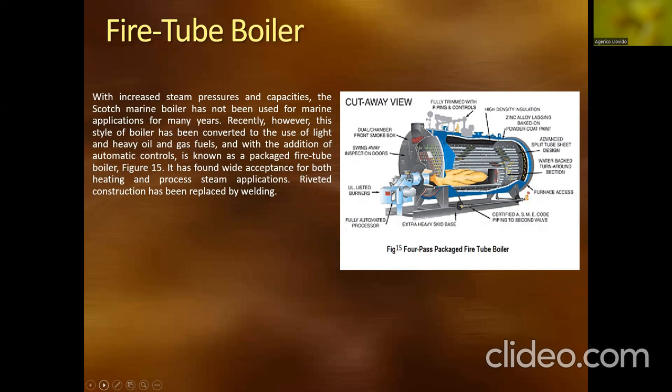Figure 15. It has found wide application for both heating and process steam. Riveted construction has been replaced by welding. So these are the new package type boilers.